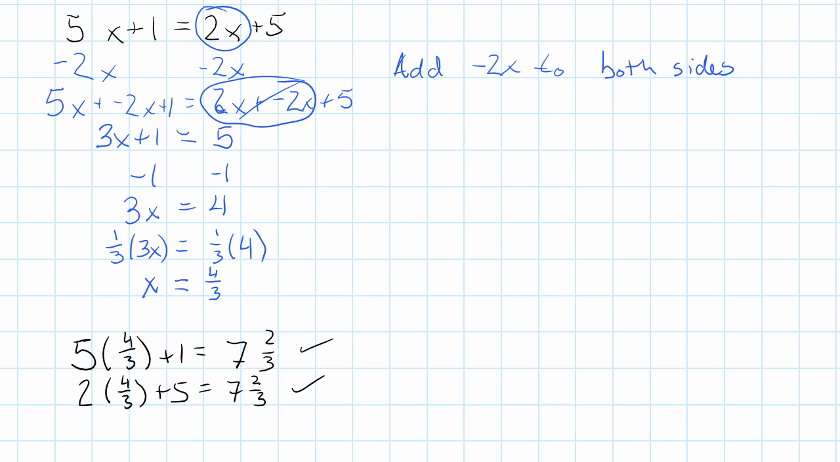So what was our strategy here? Our strategy when we see variable terms on both sides of the equation is to add the opposite of one of the variable terms to both sides. And then we have an equation with a variable term on only one side.